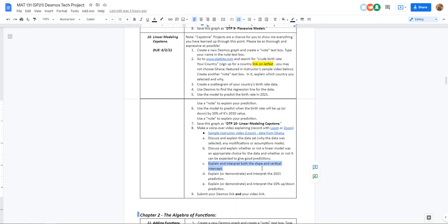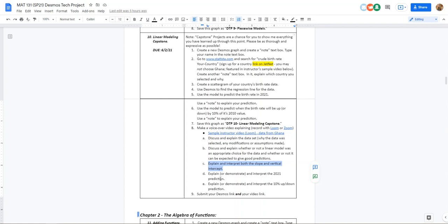And again, you can talk about how that conclusion from your slope matches up with your table or not. And then your vertical intercept, it's an ordered pair, it has an x coordinate and a y coordinate. Tell me what both parts of the ordered pair mean in terms of this situation. And again, another opportunity to finish off your discussion of whether or not that was a reasonable prediction.